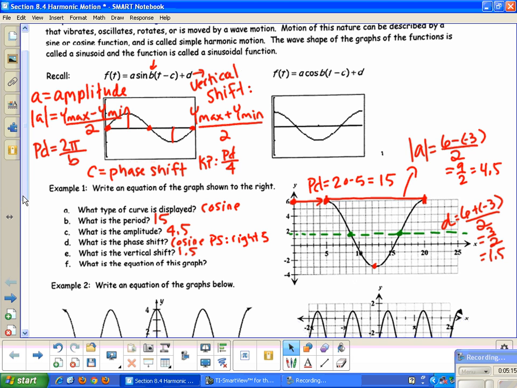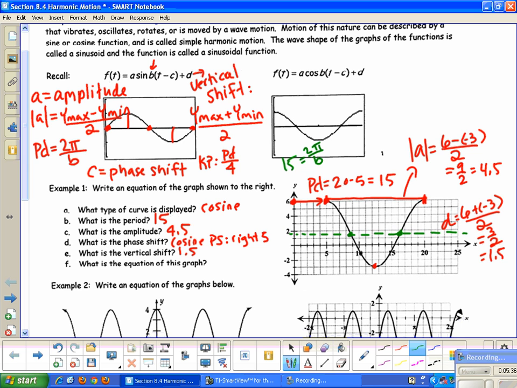So then the next part says we want to write an equation for this. So cosine is going to be the easiest equation that we can write. In order to do that, though, I need to also find my b value. If I know my period, remember that the period is equal to 2 pi over your b value. And we said that the wavelength of the graph was 15.